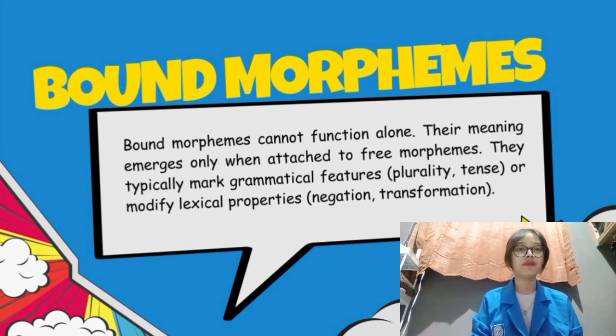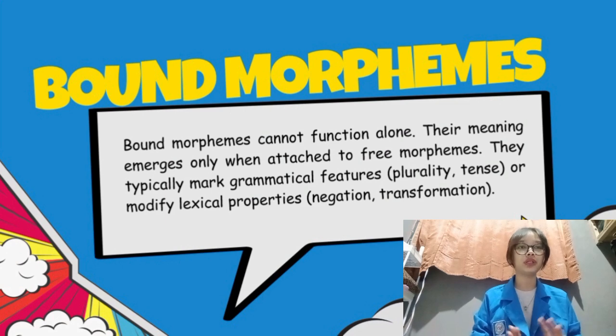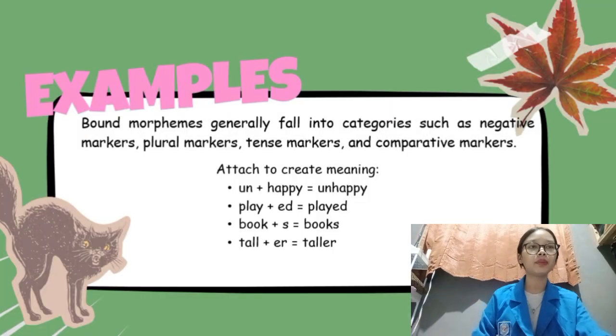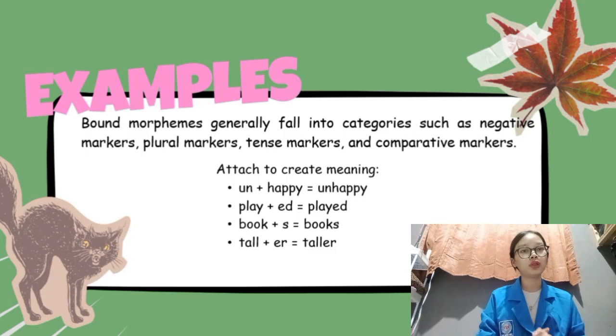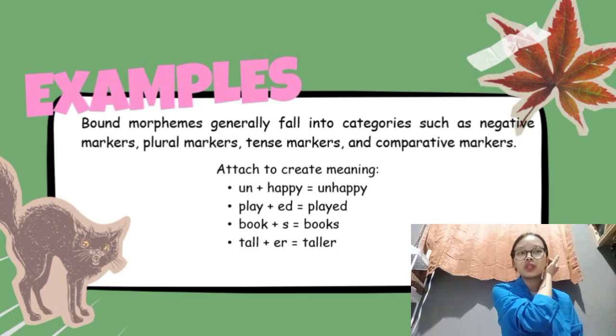Next, we have bound morphemes. Bound morphemes cannot function alone. Their meaning emerges only when attached to a free morpheme. They typically mark grammatical features, plurality, tense, or modify lexical property or negation. Bound morphemes generally fall into categories such as negative markers, plural markers, tense markers, and comparative markers, attached to create meaning.